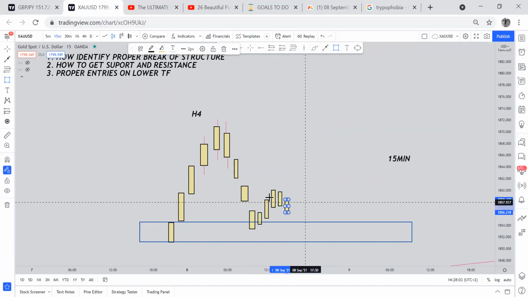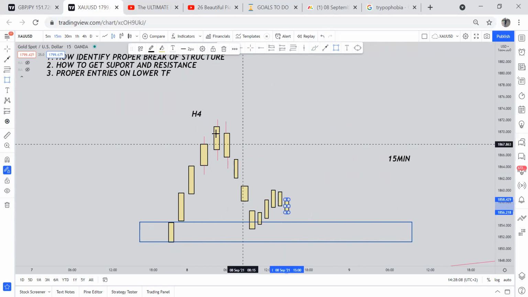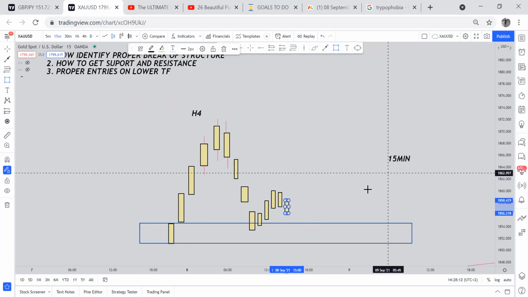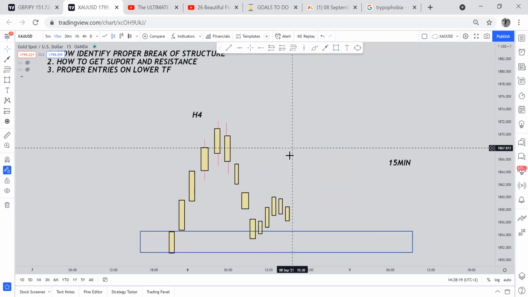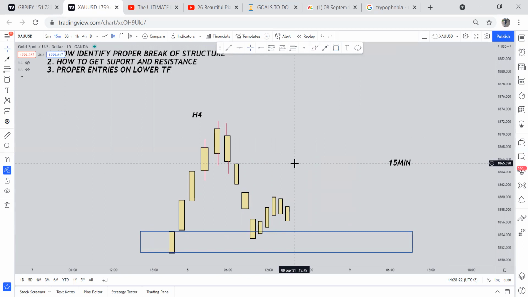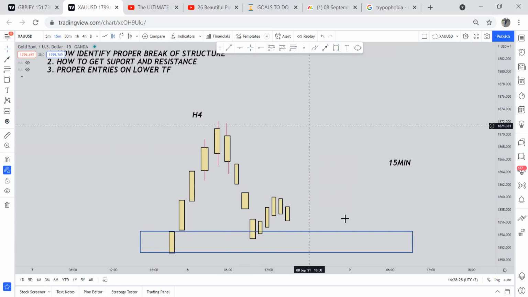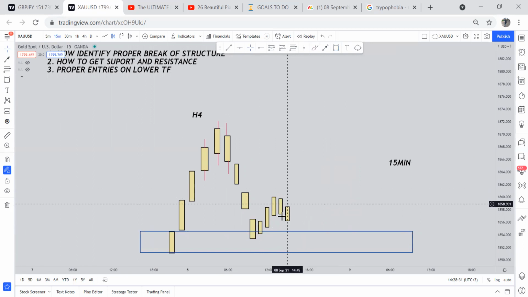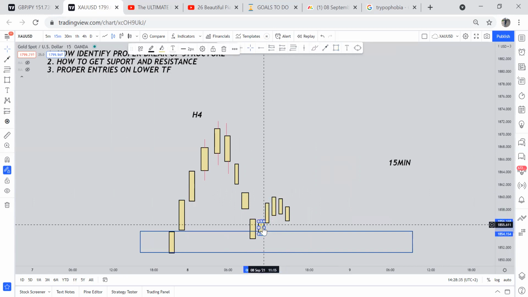Once we do get this pullback, remember whatever happens on the H4 time frame didn't just start on H4, it started on the 15-minute time frame, on the 5-minute time frame. Whatever you see that is big, remember, when you're starting a business, you don't just start a multi-millionaire business. You start small, and then you grow. So whatever is big always starts from being small, and then eventually it grows. So we want to see this structure developing on the smaller time frame.